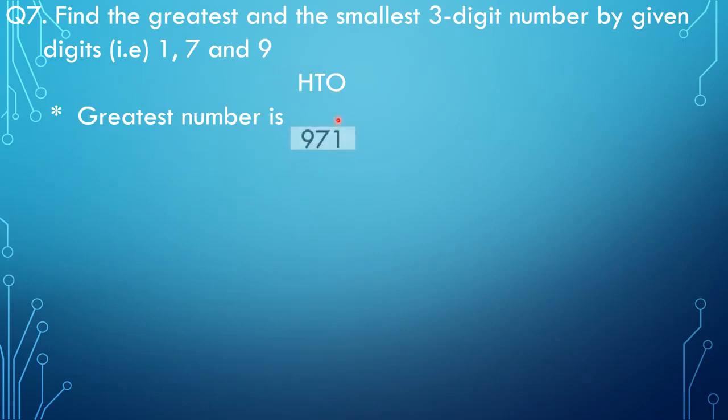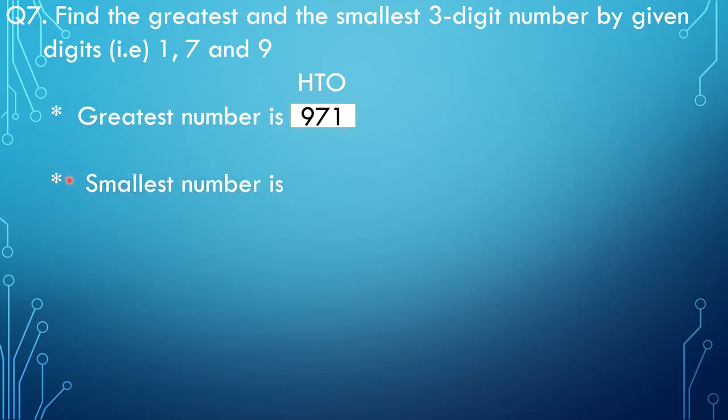Okay, and our number becomes 971. And to find out the smallest number, first we will write the smallest number at 100th place, then 7 at 10th place and 9, the greatest number, at 1s place. So our number becomes 179.